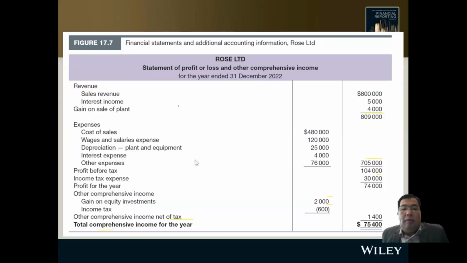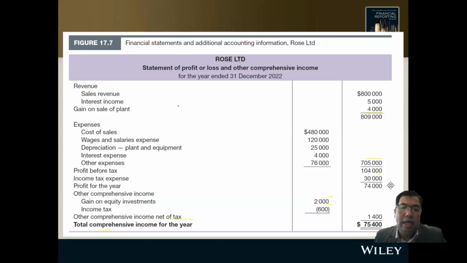The current component of income tax expense can be calculated as follows. Your income tax expense is 30,000. The income tax deferred is 3,000, the amount that we calculated above. So the current component of your income tax expense is 27,000. This is the current component.